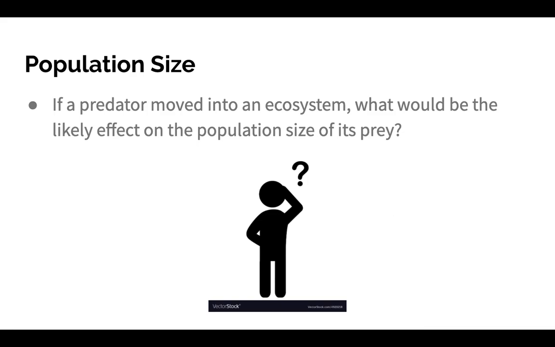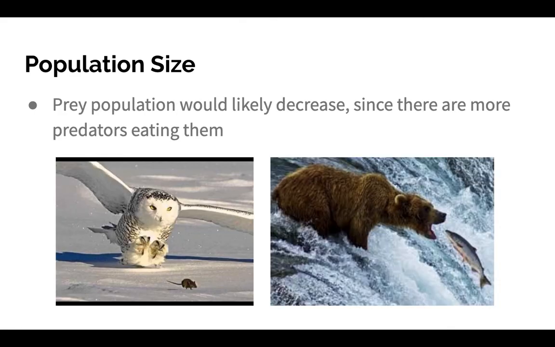Another question, if a predator moved into an ecosystem, what would be the likely effect on the population size of its prey? So if you have a greater predator population, your prey population would probably go down. You have more predators hunting, eating more, and so that prey population will likely decrease. That's another reason why you don't have very many of those top predators.